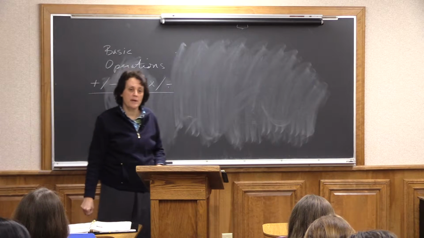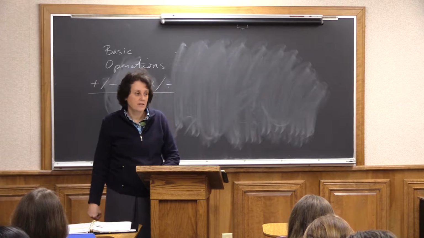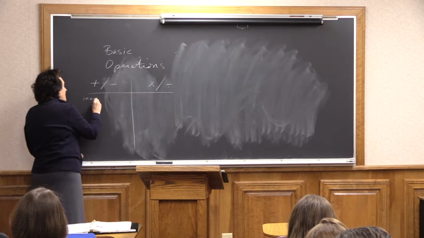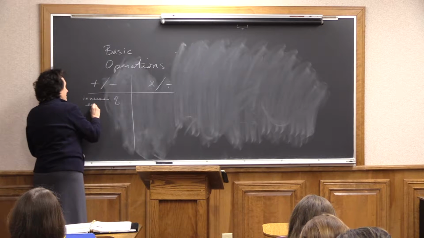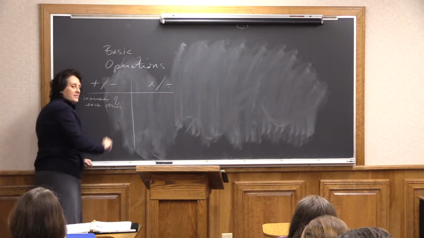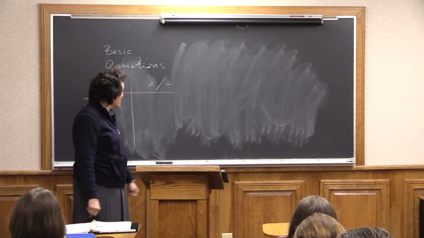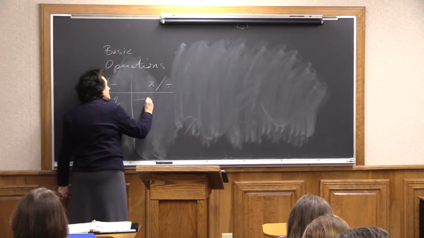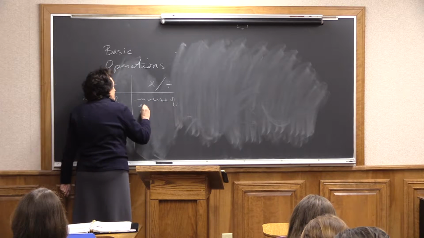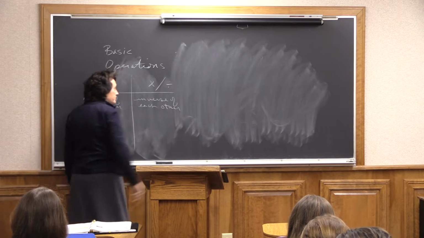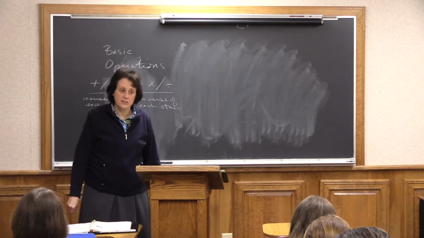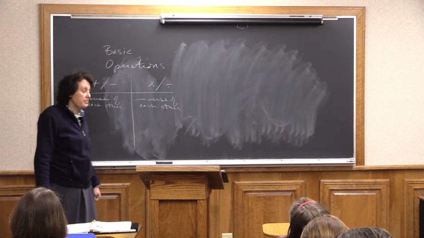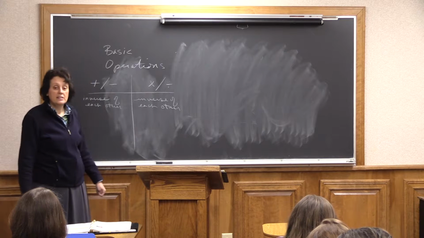So arithmetic has 4 basic operations. Addition and subtraction, how are they different? They're inverse of each other. How are multiplication and division different? They're inverse. But they do go together. Addition goes with subtraction. Multiplication goes with division. They are different because they're inverse of each other, but they are the same.